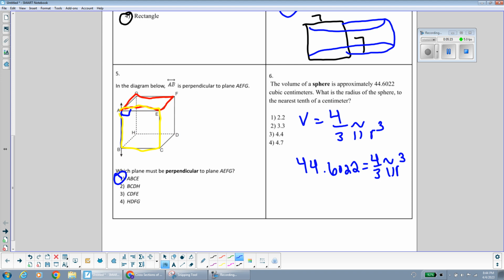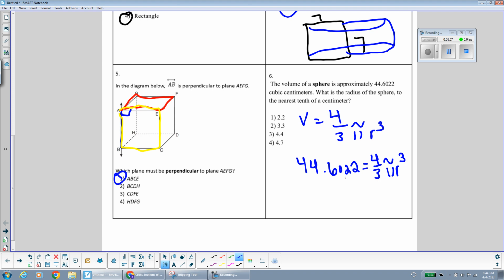That's the same thing as first multiplying the side by 3 and then dividing by 4, but you can do it in one step by dividing by 4/3. So let me get my fraction button. I just clicked the wrong button. 44.6022 divided by 4/3. And then this number needs to be divided by pi.